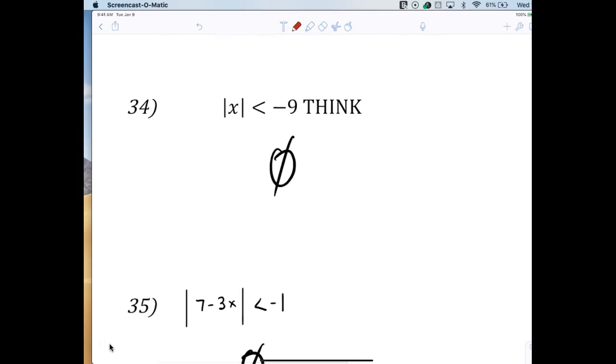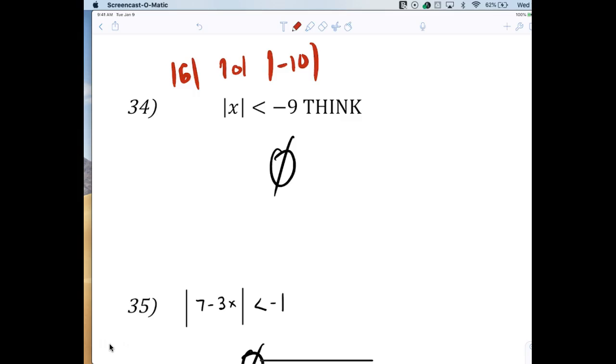Okay, very good. So now, let's do the same mental process. 0. What's the absolute value of 0? 0. Is 0 less than negative 9? No, so that doesn't work. What about the absolute value of 6? 6. Is 6 less than negative 9? What about the absolute value of negative 10? 10. Is that less than negative 9?